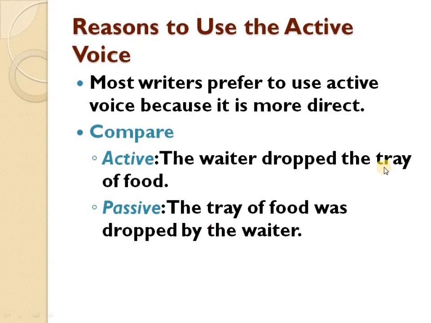Okay, a tray is a flat and shallow container with a raised edge or rim used for serving food and drinks. Yes, here we have the waiter dropped the tray of food. This sentence is in the active voice. In the passive voice, the tray becomes the subject. The tray of food was dropped by the waiter. And the recipient here is the tray. The tray is receiving the dropping action.